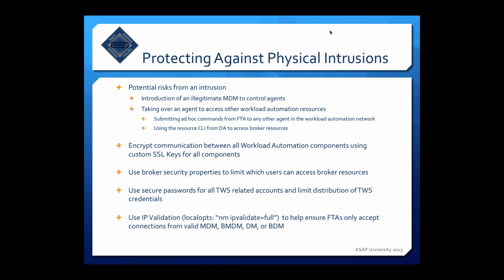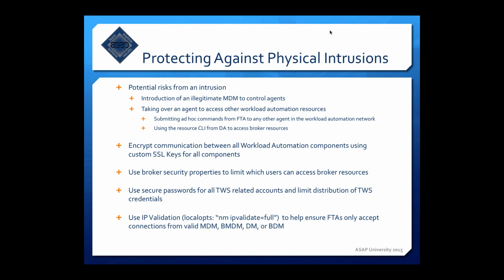Okay, next slide. So, protecting against physical intrusions: somebody could try to put another master in to control your agents, or take over your agents. Basically, you've got many ad hoc commands from the FTA or any other agent to your automation network. So if you have access to an FTA and you have root access to that box, or access to the TWS user, the default security file gives root and the TWS user access to do anything on that agent, including submitting jobs to other agents.